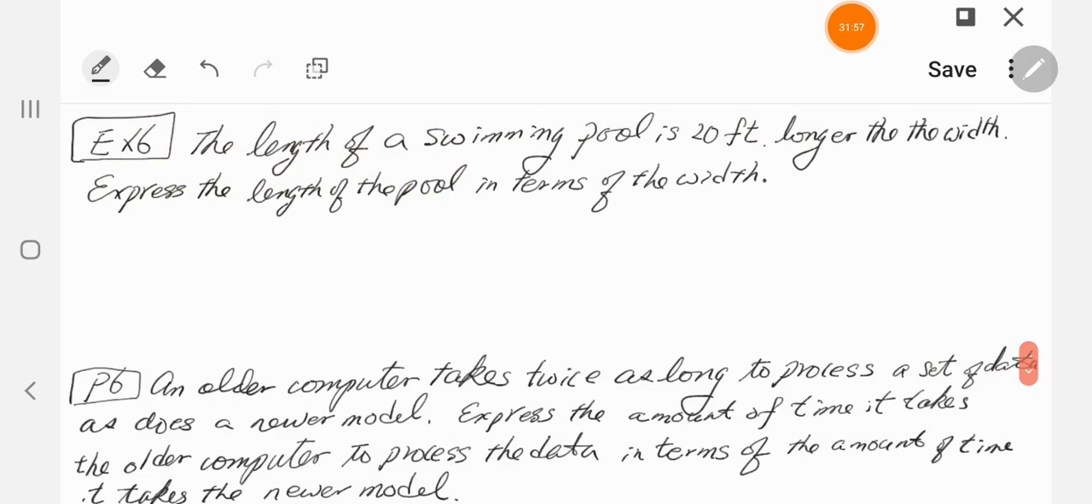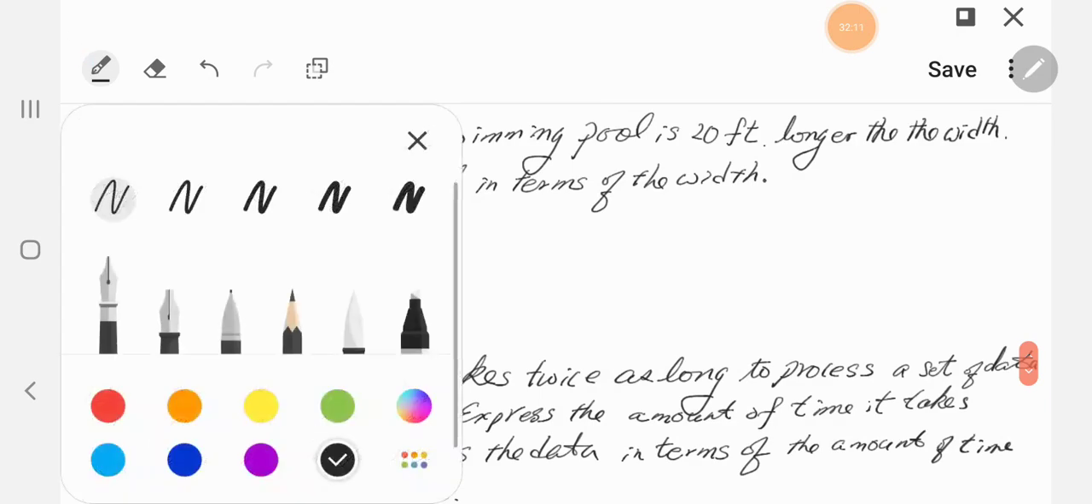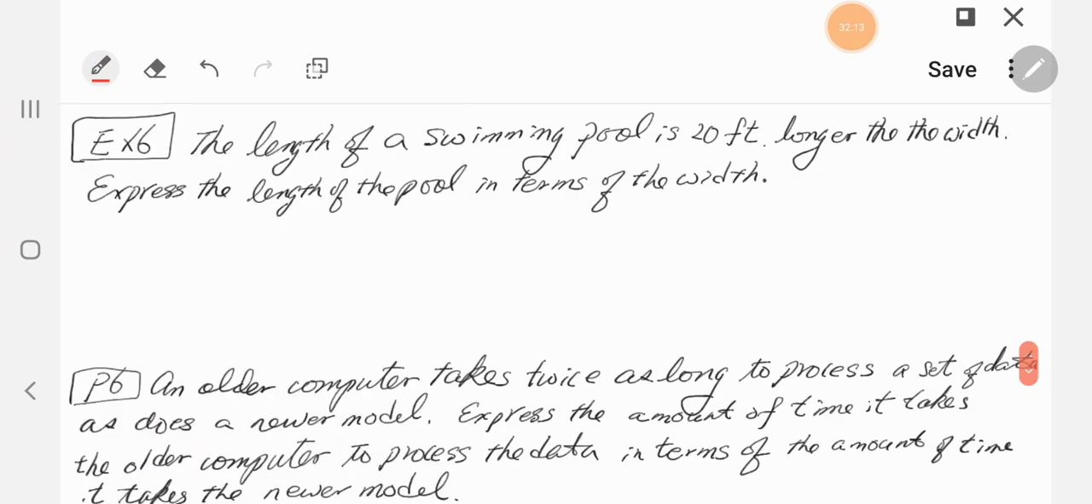Okay, exercise 6. In this case, this is a story problem. So why don't you read and follow the instruction. The length of a swimming pool is 20 feet longer than the width. Okay, here's a swimming pool. Let's say this is a rectangle, and the longer side is the length, and the shorter side is the width. All right. So the length of the swimming pool is 20 feet longer than the width.